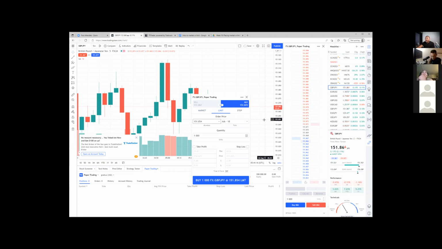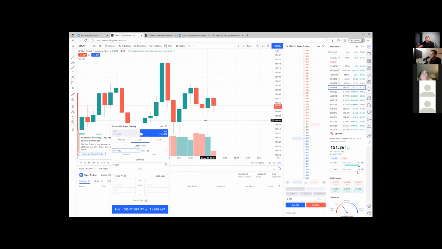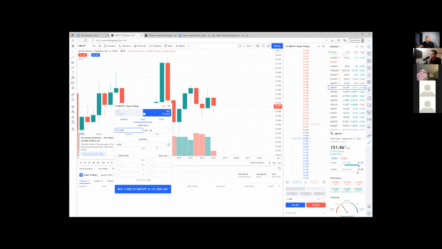And say I have a level at 850.0 because I want to buy at previous support. They use units. So what is this? A micro lot, I believe. Yeah, we'll just do that.